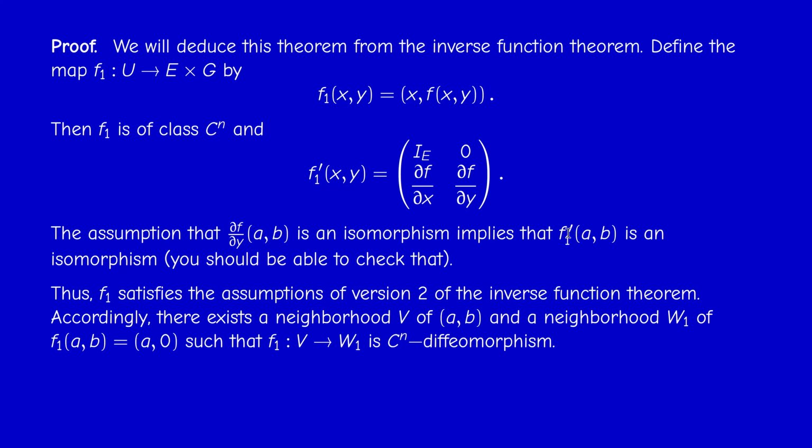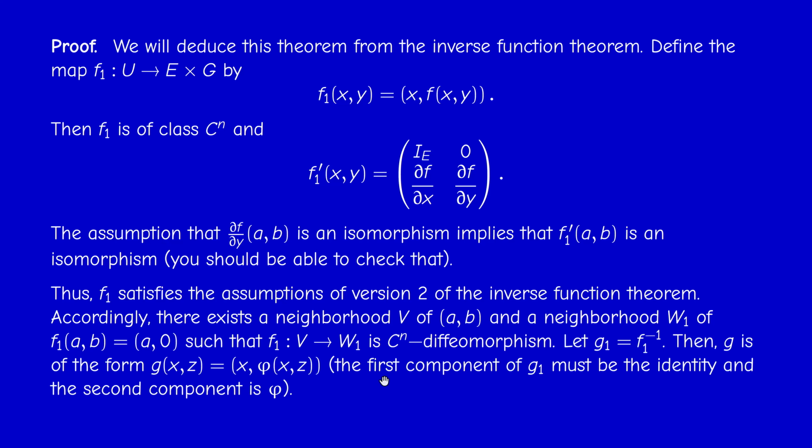Okay, so therefore f1 satisfies all the assumptions of version 2 of the inverse function theorem, and therefore I can invert f1 locally, which means that I can find a neighborhood V of AB and a neighborhood W1 of the image of AB under F1. But the image of AB under F1 is just A, F of AB, which is 0. Okay, and F1 is a Cn diffeomorphism between V and its image, W1.